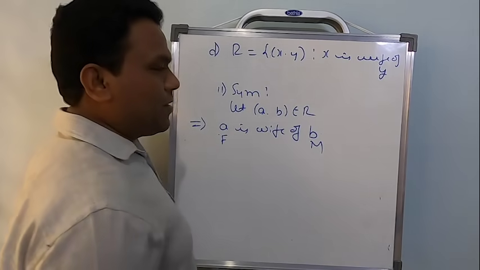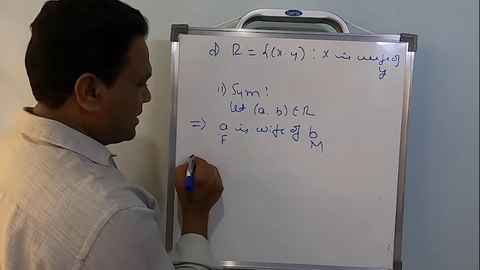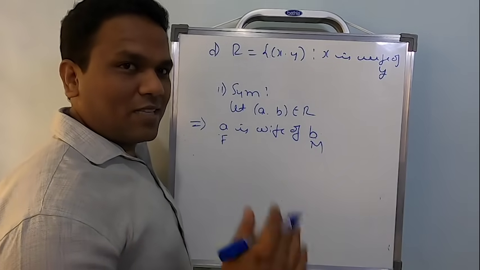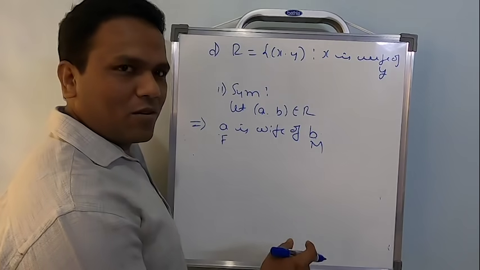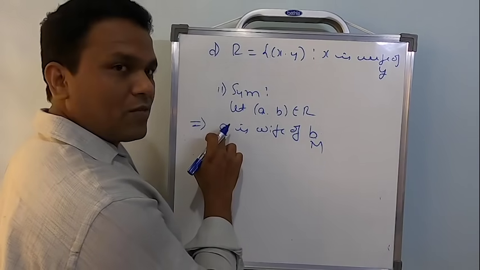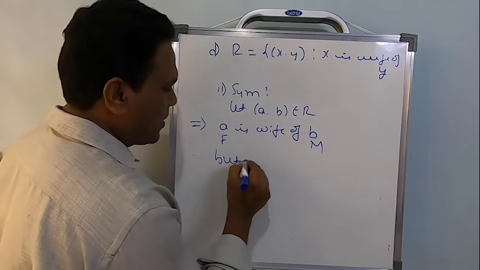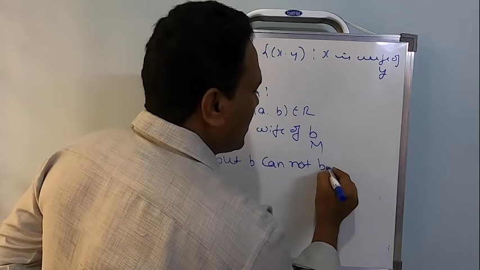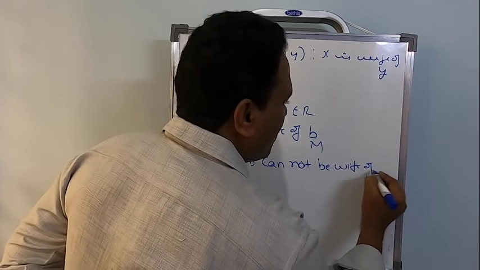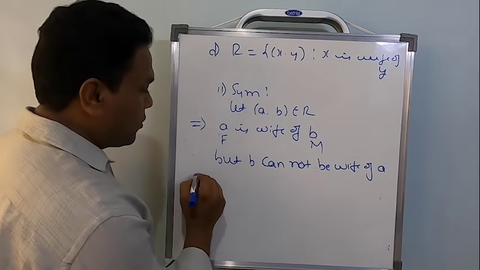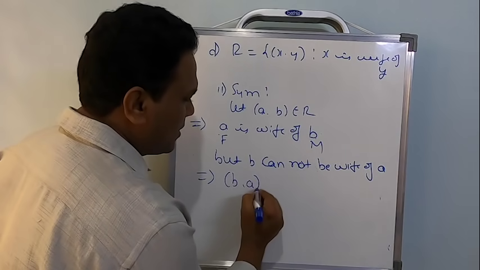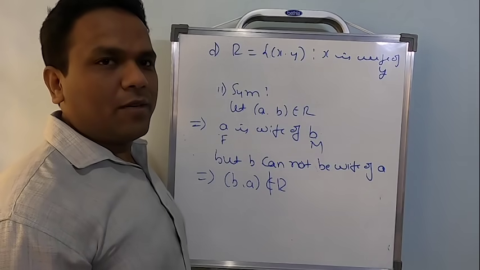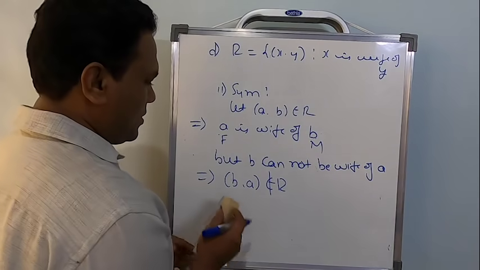A is a wife of B. That's fine. Is it possible to say B is a wife of A now? Think straightforward. Is it possible to say B is wife of A? B cannot be wife of A. That's correct, right? Now this says that the ordered pair (B, A) does not belong to R. Therefore R is not going to be symmetric. Now the last one.